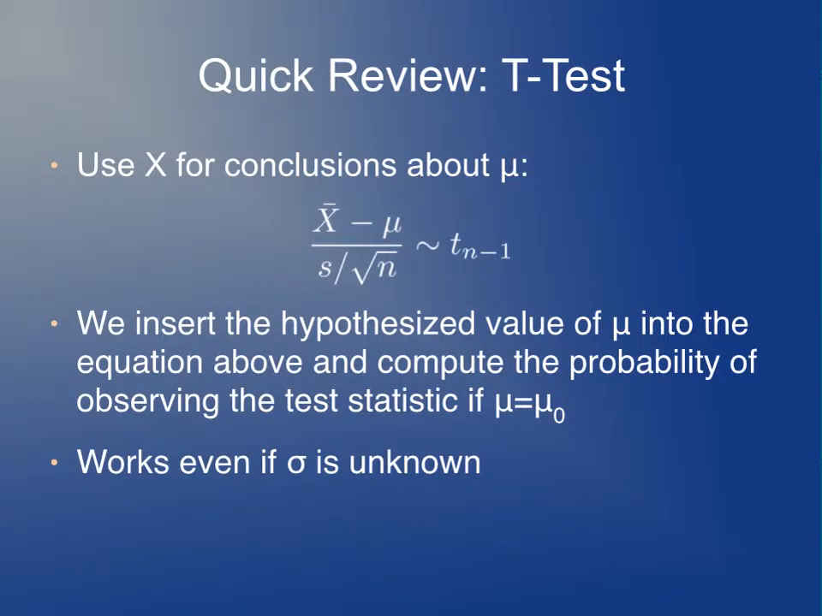If sigma is unknown, then you can use a t-test, which is identical to what we saw in the previous slide, except instead of dividing by sigma over the square root of n, we divide by s over the square root of n, where s is the sample standard deviation calculated using the sample at hand. The advantage of this over the z-test is that it works even if sigma is unknown. Most of the time we won't know sigma, but if we don't know sigma, we can do a t-test and still get valid results.